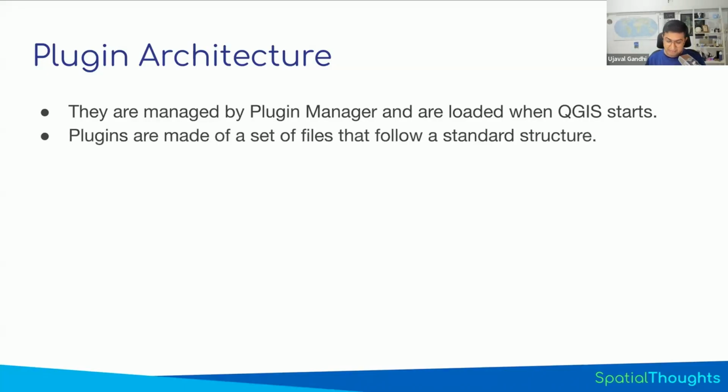When you have a folder and QGIS goes into this folder, the plugin manager expects a certain set of files to be there. If it finds those files, it says this folder is a plugin. I'm going to treat it as one and I'm going to initialize the plugin. So plugins are nothing but folders containing special files in a standard structure. And when the QGIS plugin manager finds those, it'll treat them as plugins.